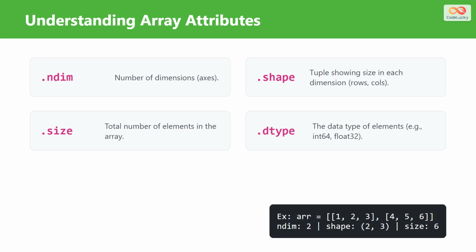Once you have an array, you need to understand its properties. ndim tells you the number of dimensions. Shape gives you the size along each dimension, like rows and columns. Size tells you the total count of elements. And dtype tells you exactly what kind of data is stored inside, for example, 64-bit integers.